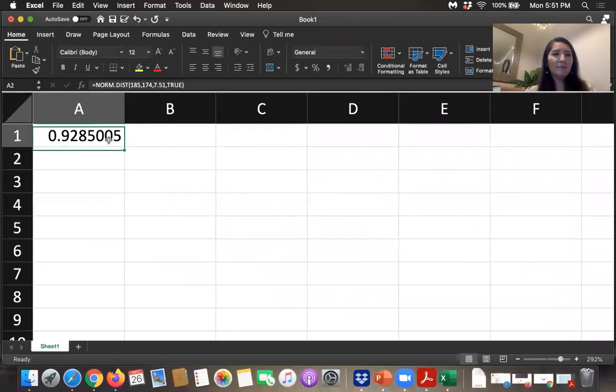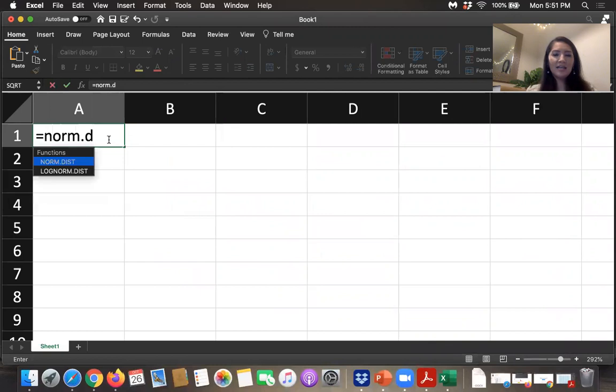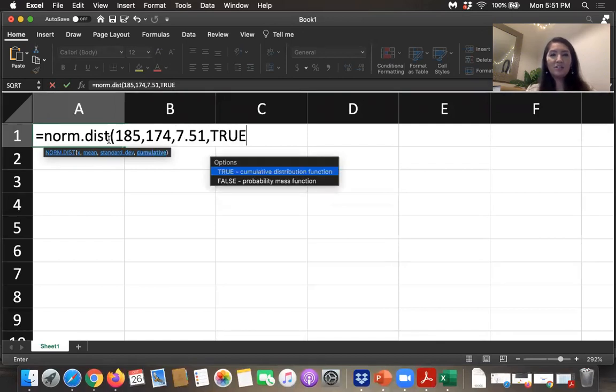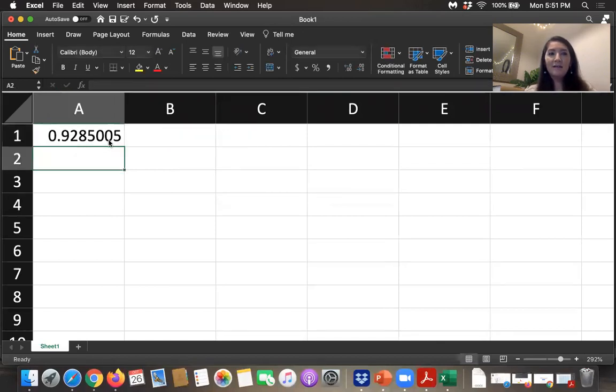Or not look it up, but find it. So I type equals norm.dist, open parentheses. The x value is 185. The mean, I'm assuming, is 174. The standard deviation is approximately 7.51, and we want to say true for area to the left. And that gives us about 0.9285. That's the area to the left.